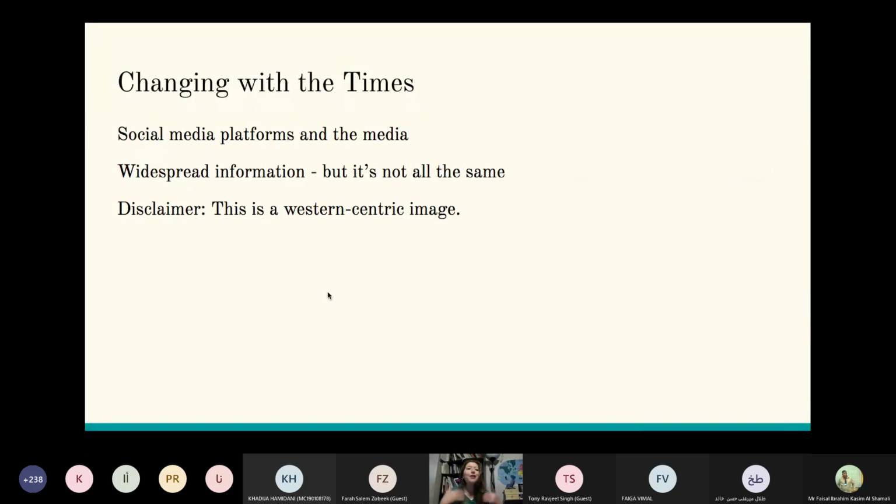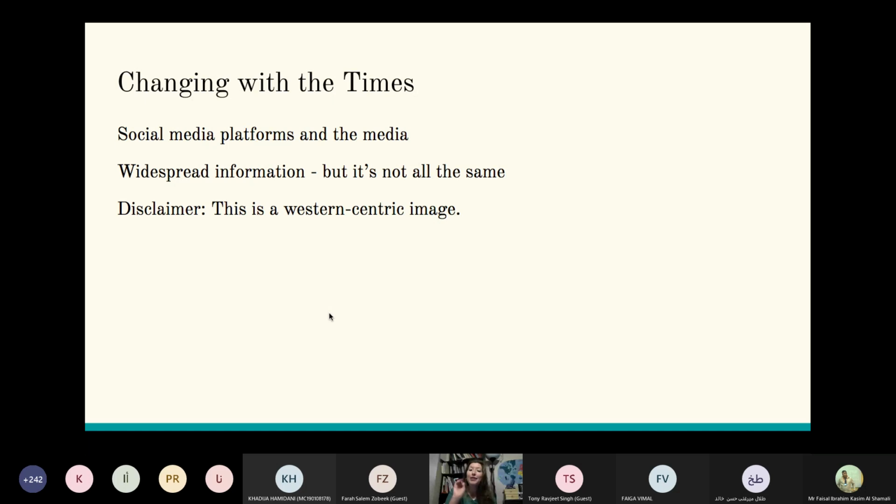So as I've said before, we are changing with the times, and we're not just looking at these social media messages, but also the social media platforms on which they are shared. As we also understand, widespread information is not all the same. And so there's been a call that's been answered to try to understand how we can look at the different media sources that we have, and to find out the different platforms where they're shared, such as Twitter and Instagram and Facebook.